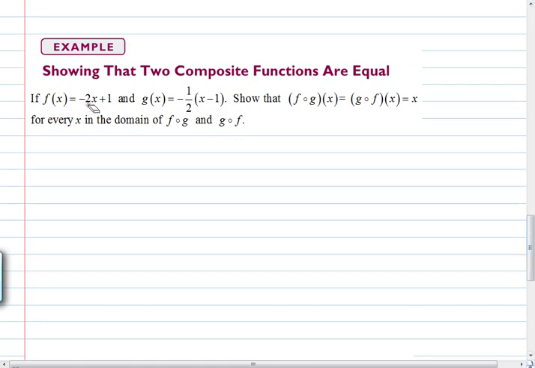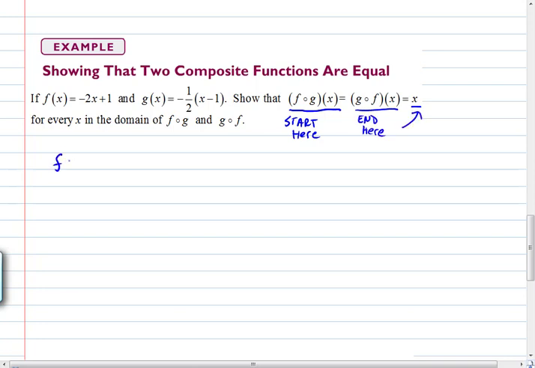If f of x is equal to negative 2x plus 1 and g of x is equal to negative 1/2 times x minus 1, show that f composed with g and g composed with f are equal to x. So here we're going to start with this side, and then we're going to show that it's equal to here. We're going to start here, end here, and we're going to get them both equal to the same thing.